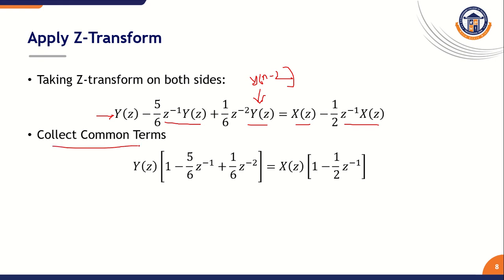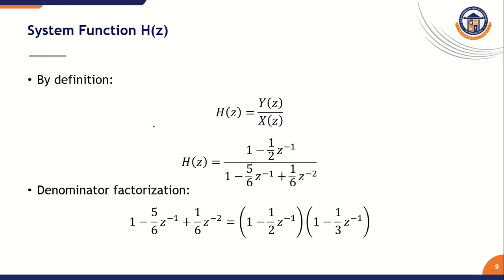Here we can take the common term Y of z on the left-hand side, and on the right-hand side the common term is capital X of z. So we can take the common term Y of z here, and our equation comes like this. After taking common terms, we can find the system function, that is capital H of z.